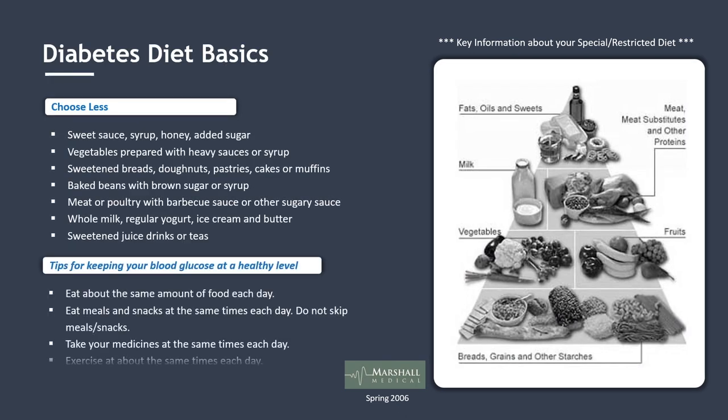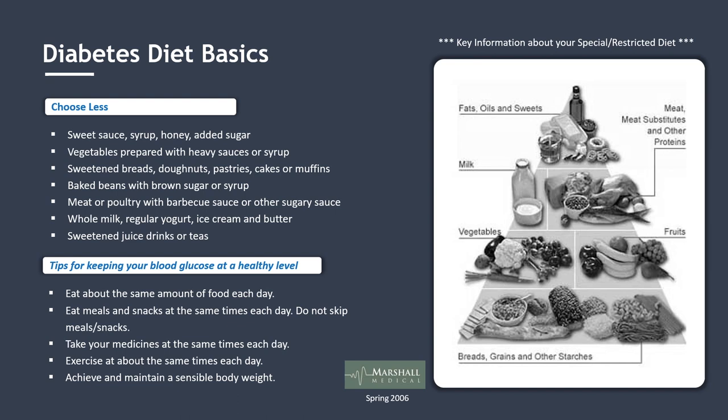Choose less sweet sauce, syrup, honey, and added sugar. Vegetables prepared with heavy sauces or syrup. Sweetened breads, donuts, pastries, cakes, or muffins. Baked beans with brown sugar or syrup. Meat or poultry with barbecue sauce or other sugary sauce. Whole milk, regular yogurt, ice cream, and butter. Sweetened juice drinks and teas.